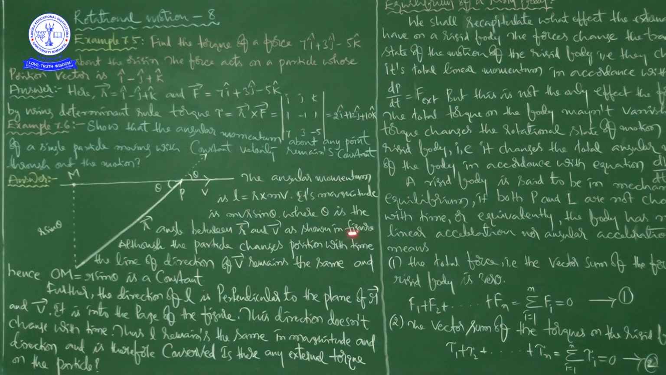direction of L bar, L means angular momentum. See here, further the direction of angular momentum is perpendicular to the plane of R bar and V bar. This is the plane of R bar and V bar, so this direction of angular momentum is perpendicular to the plane of R bar and V bar. It is into the page of the figure.